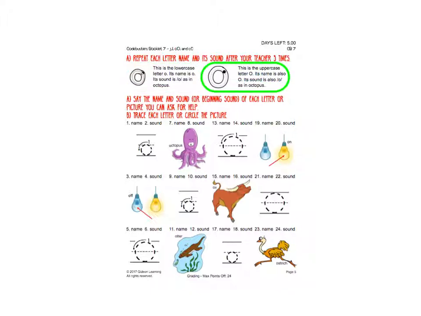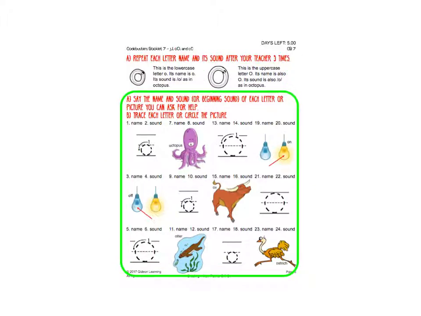This is the uppercase letter O. Its name is also O. Its sound is also ah, as in octopus. O, O, O, ah, ah, ah. And now we can write our uppercase letter O. Now let's go on to the next activity.